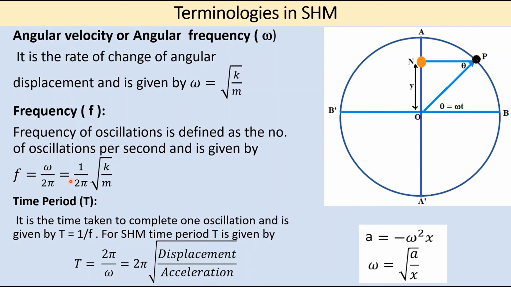So how will we get this particular expression? Later we will come to know that the acceleration is given by a is equal to minus omega squared x. Therefore omega is equal to, you can neglect the negative sign here, square root of a by x. Here a represents the acceleration and x represents the displacement. So time period T is equal to 2 pi by omega, therefore it is nothing but 2 pi into square root of displacement divided by the acceleration.